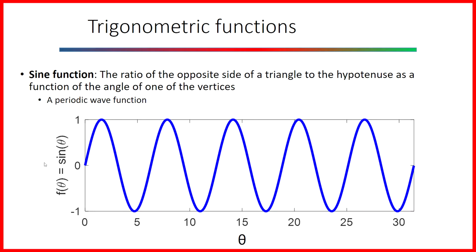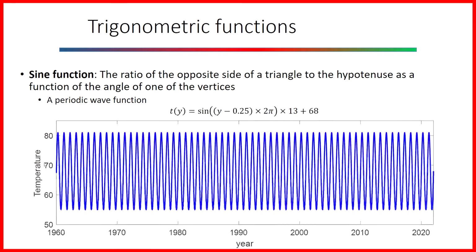We use them a lot because they are periodic wave functions. The sine function repeats itself with a period of 2 pi. This means that sine of 0 equals sine of 2 pi equals sine of 4 pi equals sine of 6 pi, etc. Sine functions are very useful for graphing a lot of environmental data.